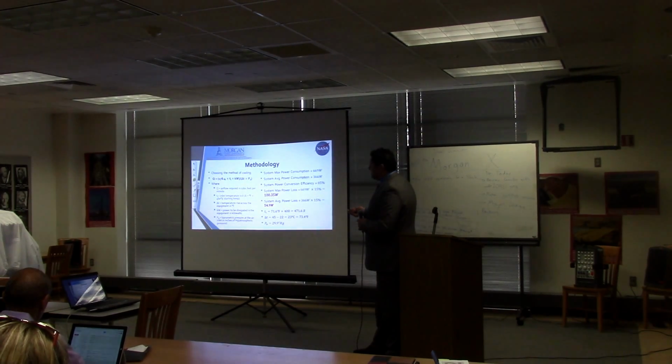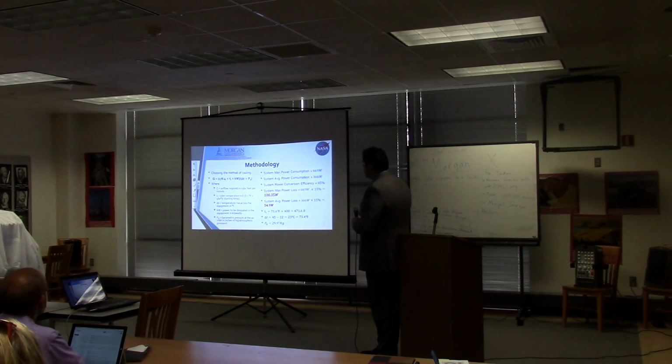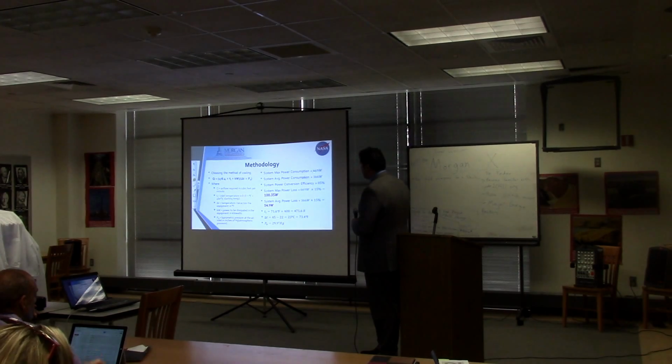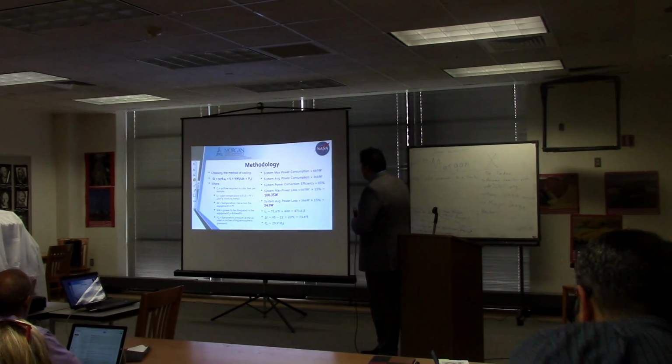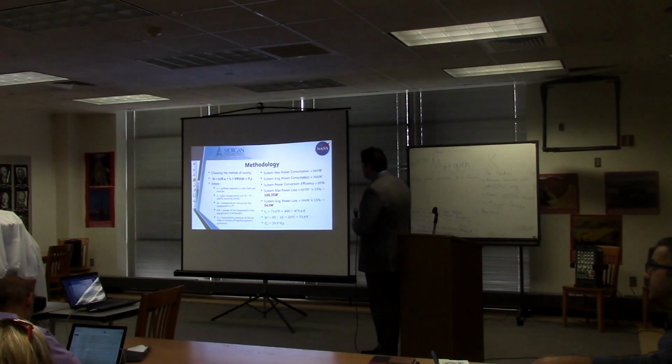This is my methodology. This formula tells you how much airflow in cubic feet you need to cool down a certain amount of wasted heat. Our system's maximum power consumption is 669 watts, and then this is the average consumption. Our system power conversion efficiency is 85 percent, so we're losing 15 percent. This is our max, and this is our average power loss.